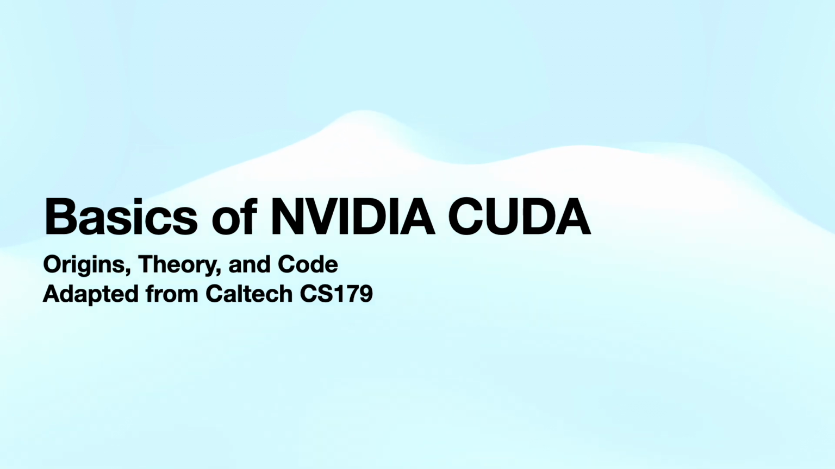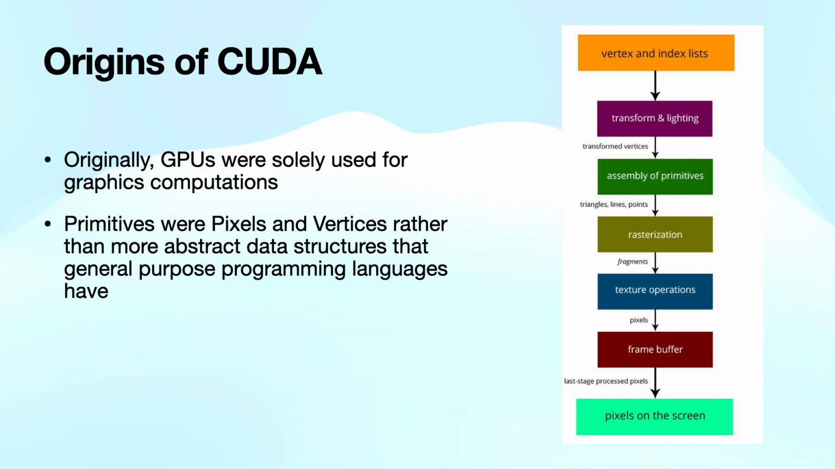CUDA program works. So before we start writing CUDA programs, it's important to learn about its origins, because GPUs have existed for a long time before things like CUDA. Originally, GPUs were only designed to do graphics computations. That's why they're named graphics processing units. What this means is that programmers would only be able to interact with GPUs through this graphics pipeline that you can see on the right. In other words, the primitives they worked with were pixels and vertices and textures, and the operations they had access to were only graphics related, rather than having a very general purpose programming language like we have today.